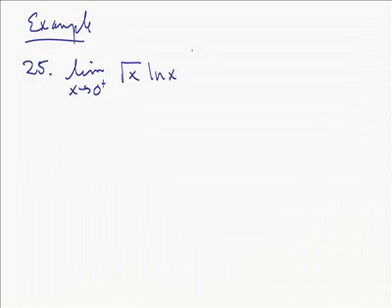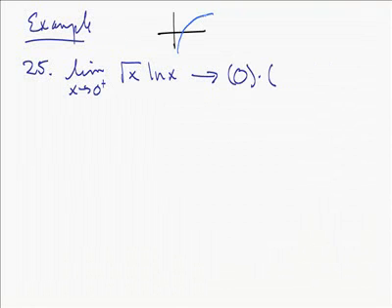Now, what happens as we go towards 0? Well, the square root of x goes to 0, times, what happens when you take the natural log of x and x starts heading towards 0? Remember what the natural log function looks like. As x approaches 0, the natural log function takes off towards negative infinity. So we have an indeterminate product of 0 times infinity. It's okay that it's negative infinity. So what we're going to do is try and rewrite this so we can get one of those indeterminate forms and use L'Hopital's rule.